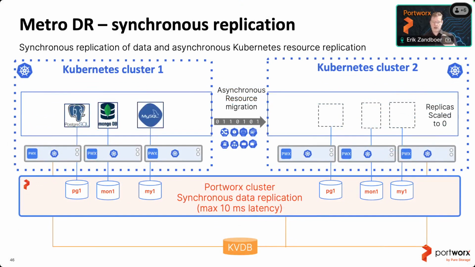And the resource migration is similar to the async one. So this is asynchronous, which kind of makes sense, right? Because if I create a new application, I wouldn't want to wait until there's a replica scaled to 0 down here before I acknowledge it back. So you can just deploy an application here, and then asynchronously, we will replicate those Kubernetes objects to the other side, scale to 0, and then you'll be protected. All of the data is always synchronous.